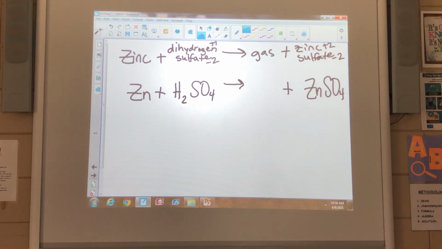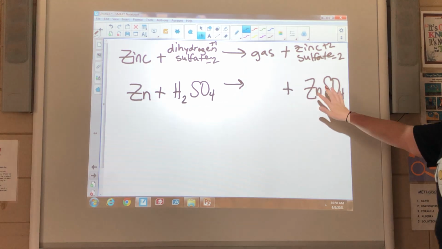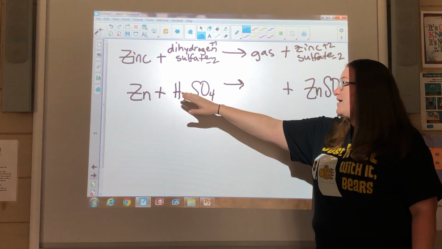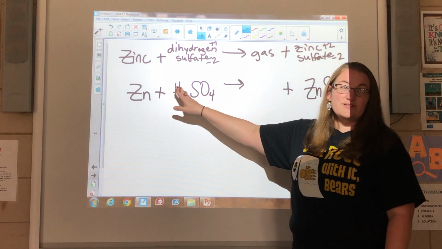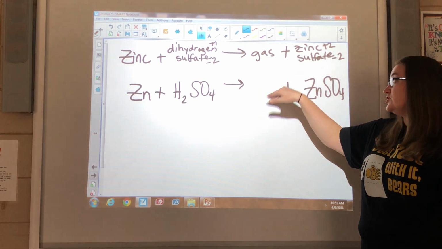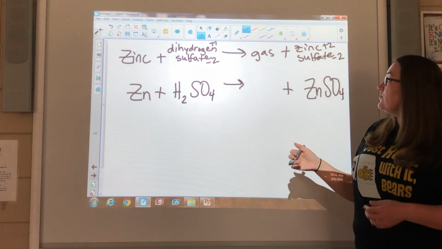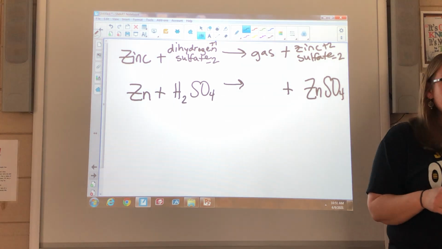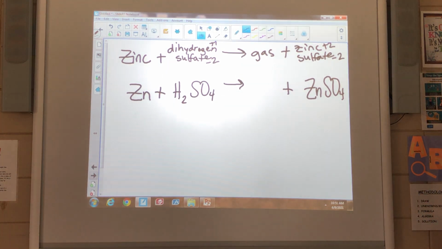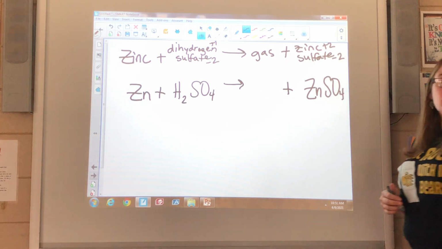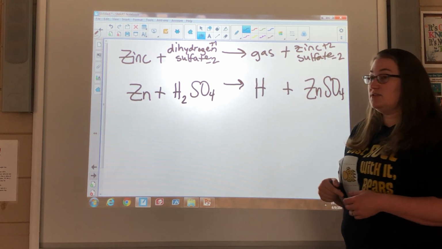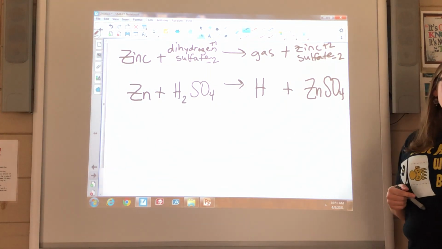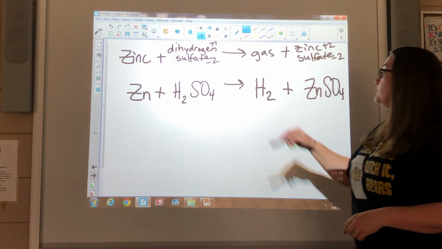What do you think our gas is? Hydrogen. Because that's all that's left, right? We have the zinc and the sulfate over here, but that gas didn't transfer. I mean, well, it's not showing. It did. It's the gas. So it's hydrogen gas. Is that hydrogen atom going to be by itself? Yes. What's going to go here? Just H? 2. It's going to be a diatomic molecule. It's going to be H2.